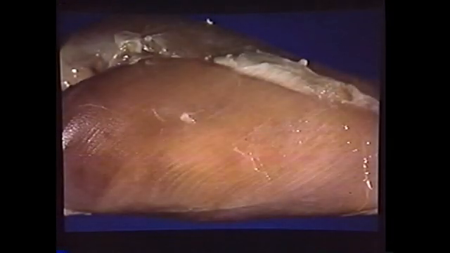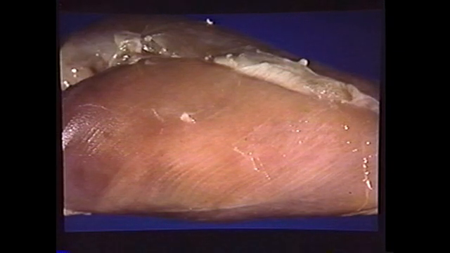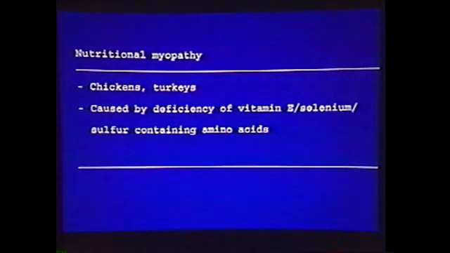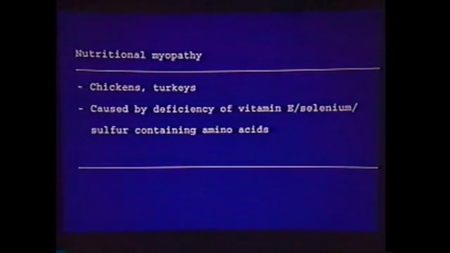Don't tell them. Now, what you're looking at here is breast of broiler chickens. You can see these white streaks of necrosis. I see so many cases of these, but I'm not getting a good picture of it. I don't know why. They always turn a little bit dark like this. So you can see these longitudinal streaks of necrosis. This is nutritional myopathy caused by vitamin E selenium deficiency, usually accompanied by sulfur-containing amino acid, cysteine, deficiency.